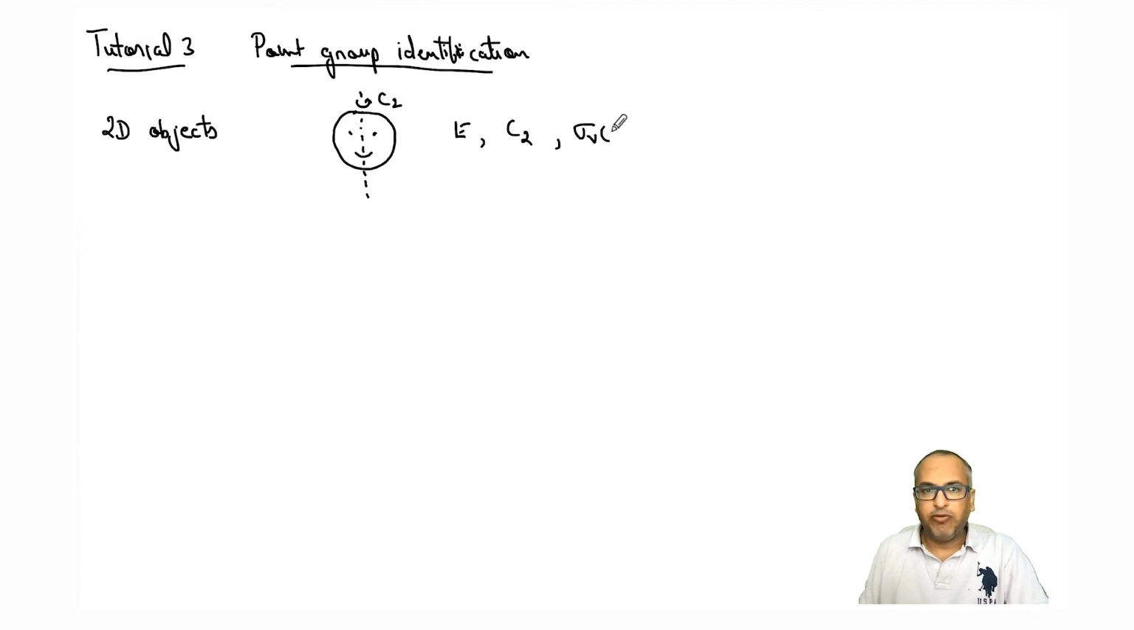So sigma V1, and we will have sigma V2. Sigma V1 will be the plane which is perpendicular to the plane of the board and carrying C2, and sigma V2 will be the plane which is in the plane of the board and also carrying C2. So this is the case like the water molecule. So you have C2V point group. Okay, so that was easy.